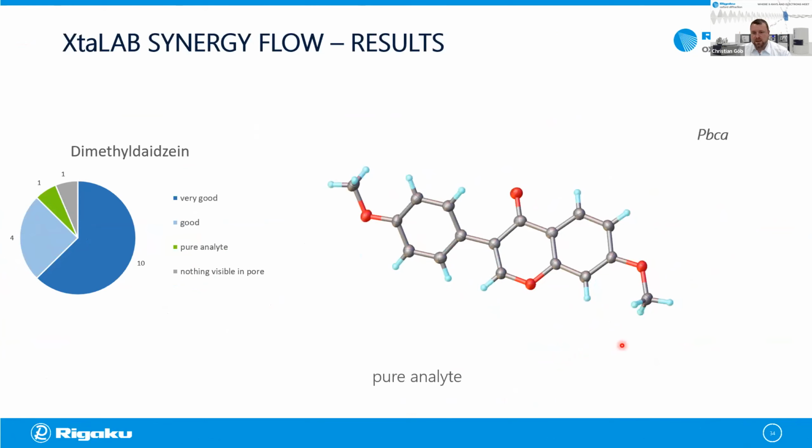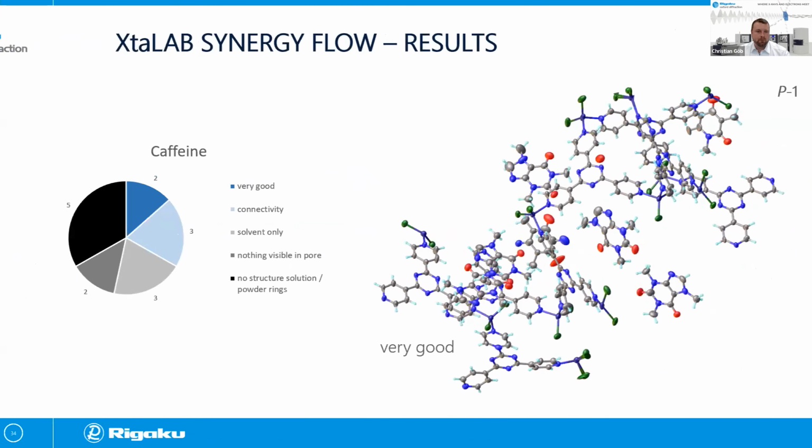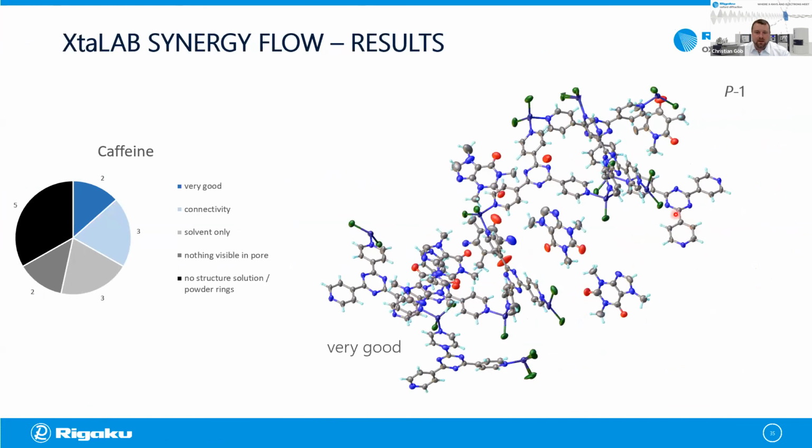Here's the pure analyte. This was crystallized next to the crystalline sponge. This could also be like the ideal case. Yes, this can be centered automatically, and you get your structure solution from it. Caffeine, I just want to show it to you. This is all freely refined without any restraints.